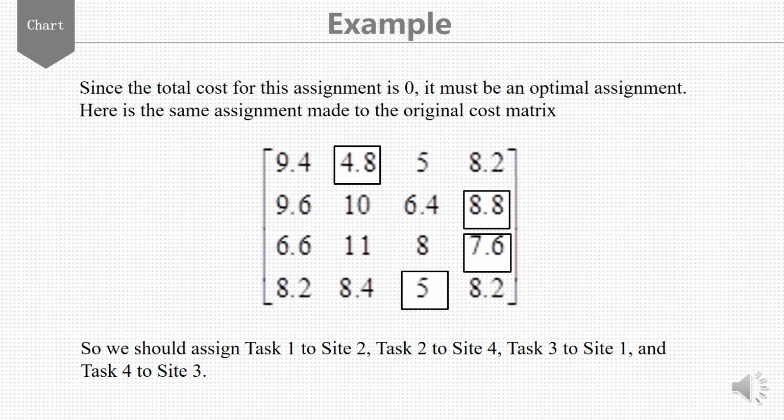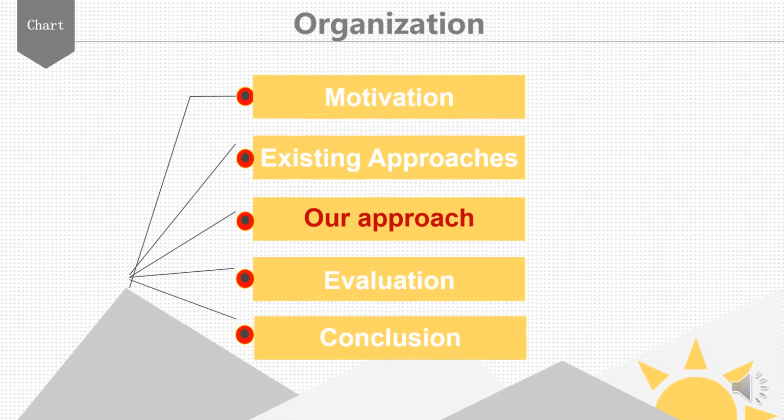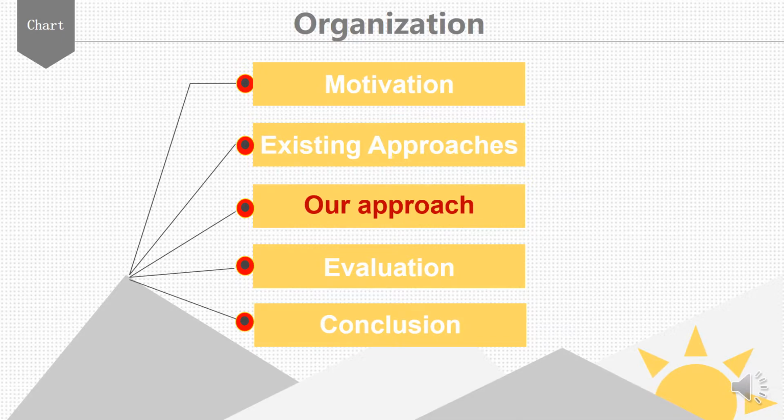Here is the same assignment made to the original cost matrix. So, we should assign task 1 to site 2, task 2 to site 4, task 3 to site 1, and task 4 to site 3. So, I will begin to introduce our approach. We first give the problem definition, then we present our RHA method for task allocation in global software development.